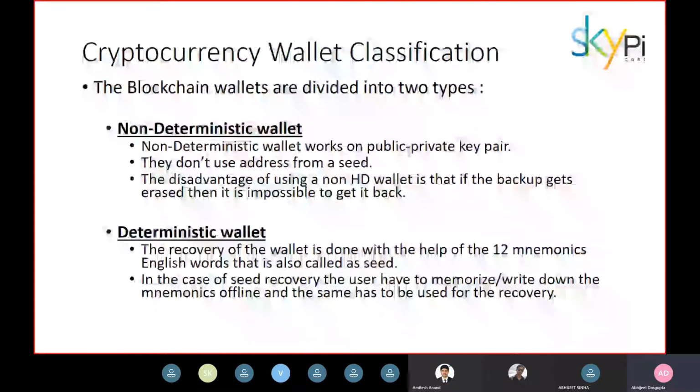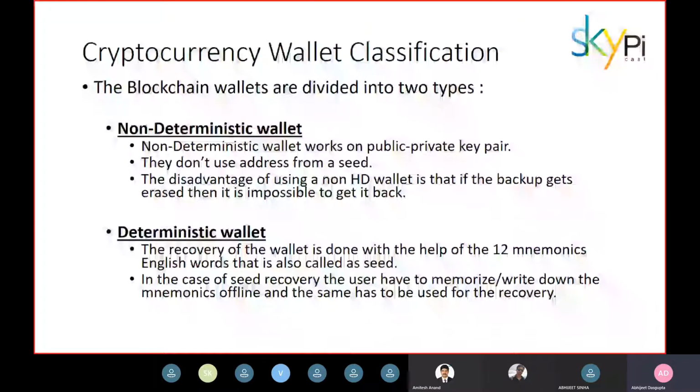Non-deterministic wallets basically work on the key pair, the public-private key pair. They don't use or generate the addresses from some sort of a seed address or a starting address. The disadvantage of this type of wallet, which is also known as a non-HD wallet, is that if the backup of your wallet gets erased or lost, then it is pretty much impossible to get back, and you cannot retrieve the coins that you kept in your wallet if the wallet backup file is lost.